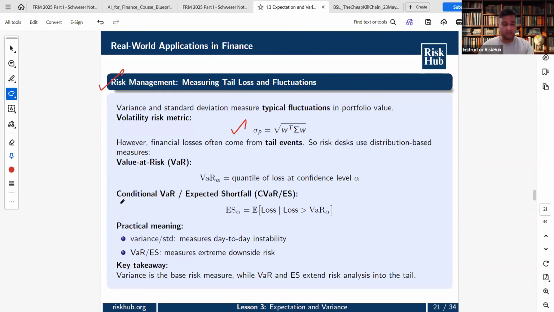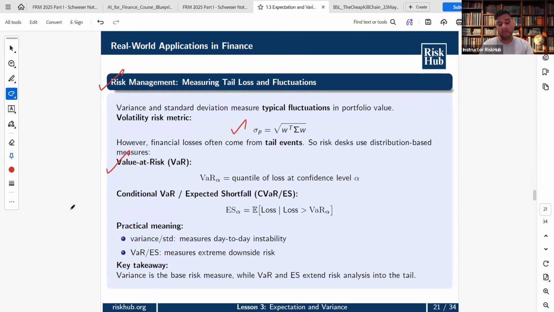The problem with variance is this. Suppose portfolio A has 99% probability of +1% and 1% probability of -50%, and portfolio B always returns 0.5%. Both have similar variances, but every investor prefers B. Why? Because variance treats upside and downside equally. Humans don't, right? Then we have your VaR, right? That's why you study VaR.